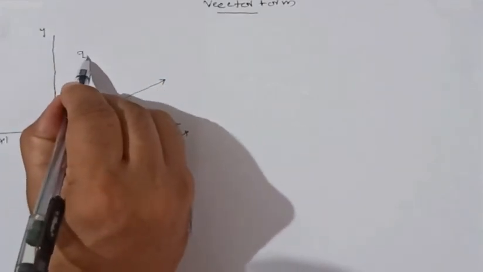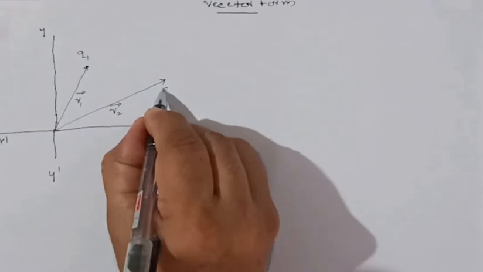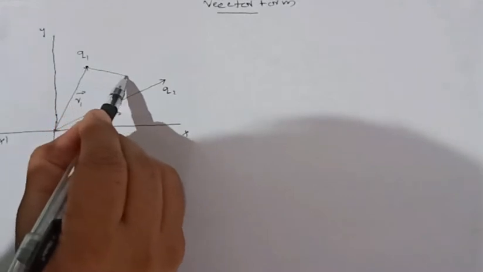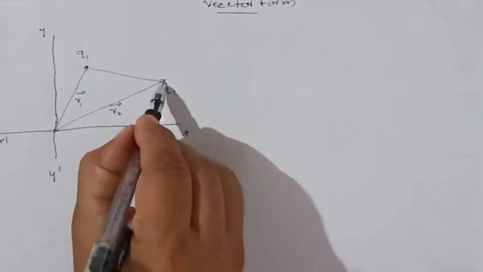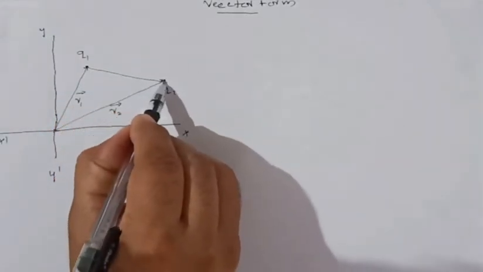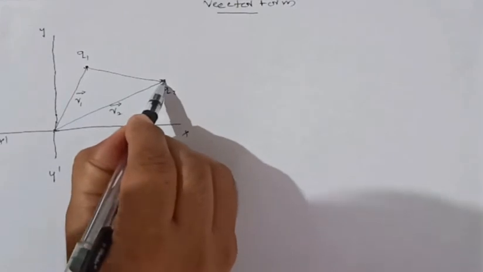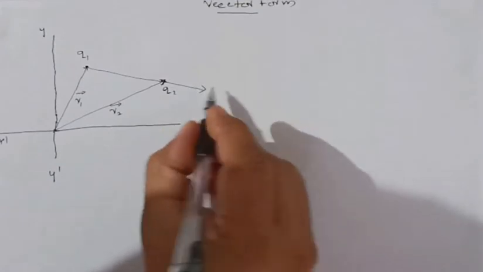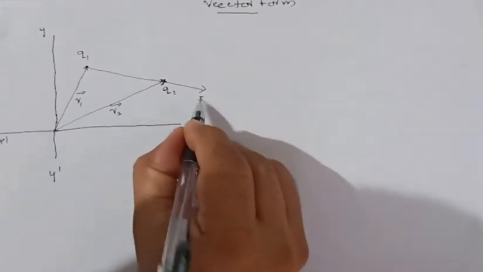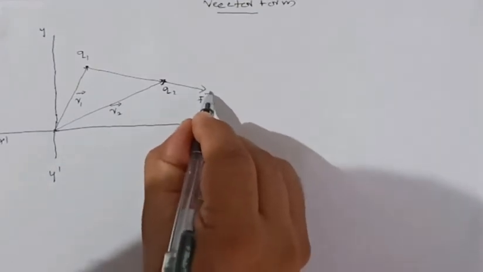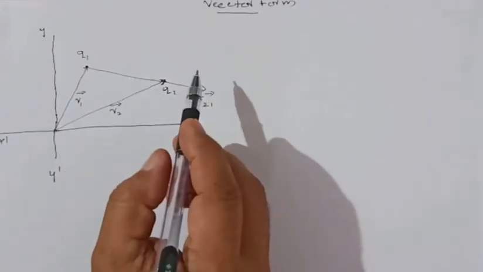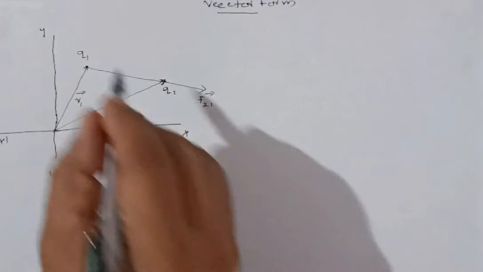We have charge Q1 at R1 and Q2 with position vector R2, and the line joining from Q1 to Q2, if you extend it down further, you get the direction of the force on Q2 due to Q1. Let us call it as F21. F21 is the force on charge Q2 due to Q1.